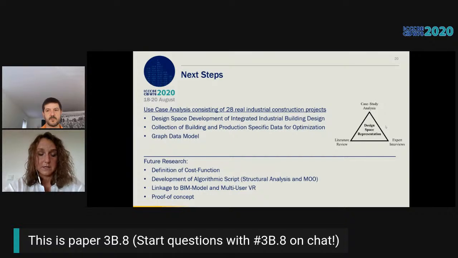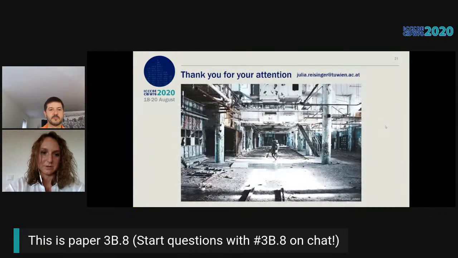The next steps, we will have a big use case analysis consisting of 28 real industrial construction projects in order to create the holistic database, actually, and to create a graph data model of the interdependencies between the different models and stakeholders.